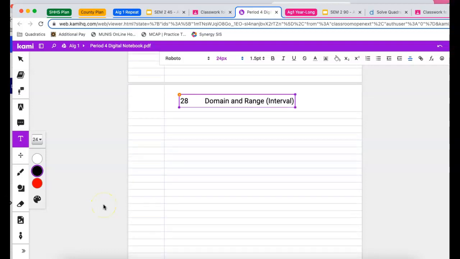Hey guys, in this video we are going to go over page 28, domain and range interval notation. So go ahead and add page 28 to your table of contents and I'll give you the paper to tape down.